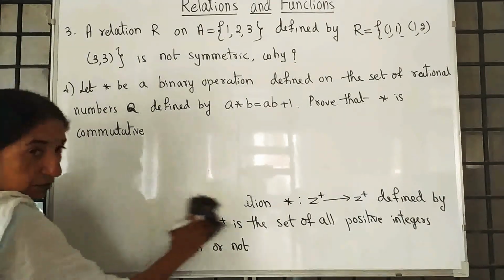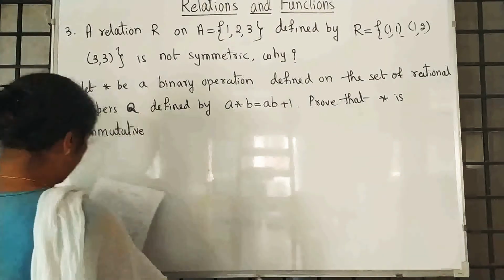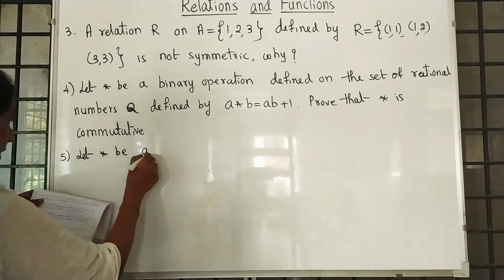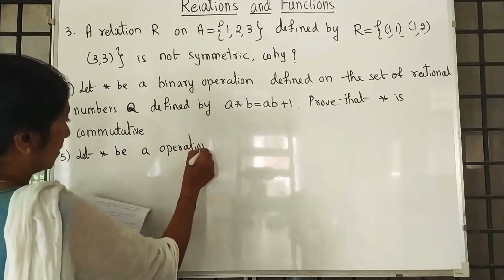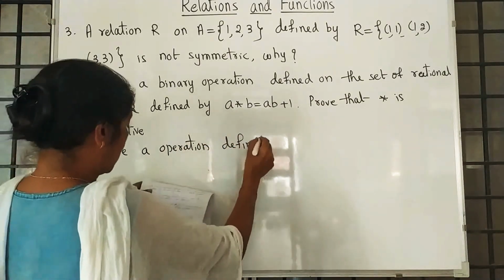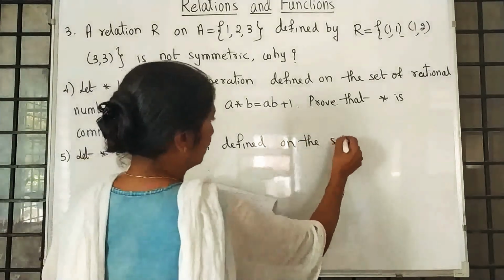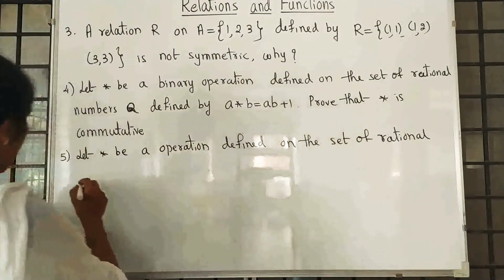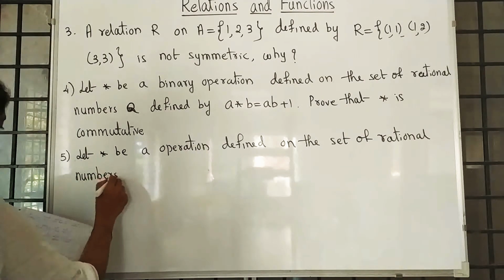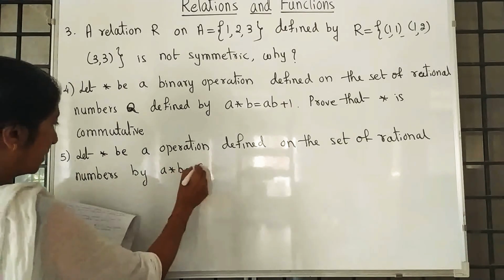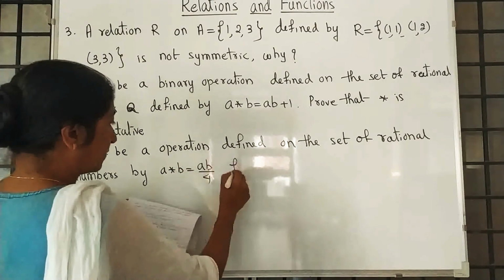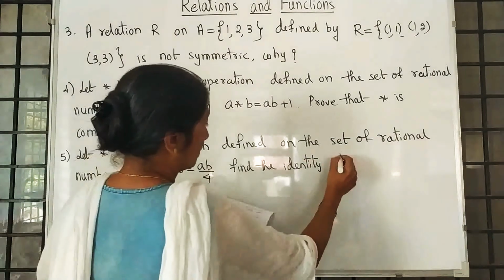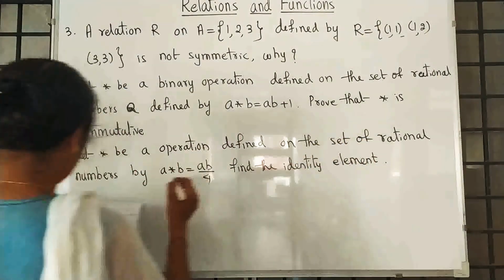Moving to the next question, question number 5. Let star be an operation defined on the set of rational numbers by a star b is equal to ab upon 4. Find the identity element.